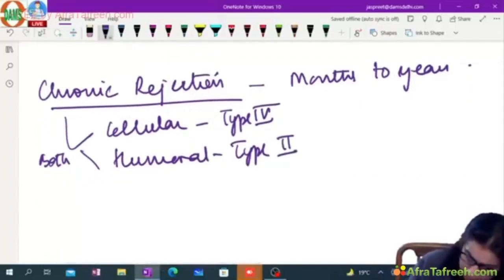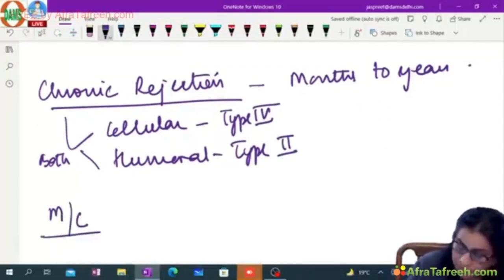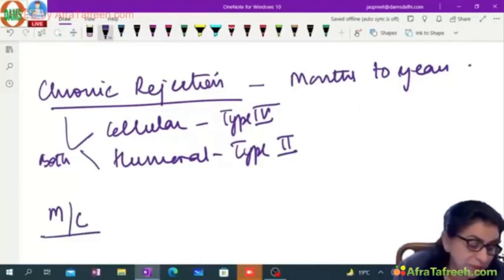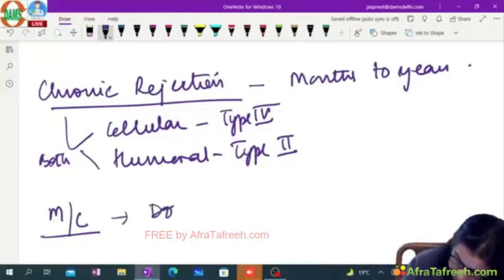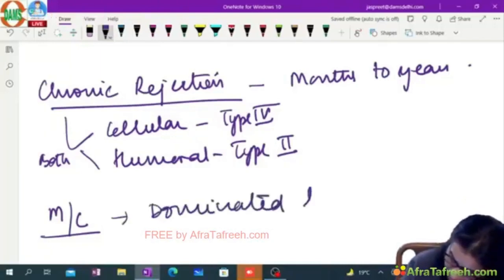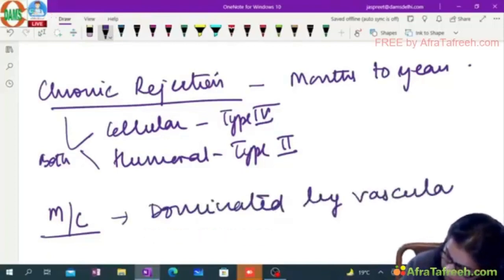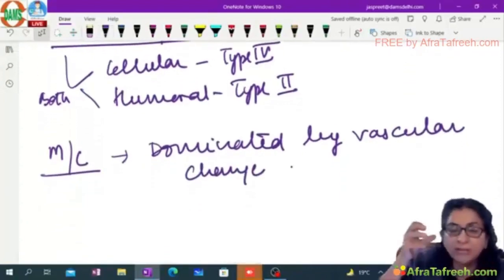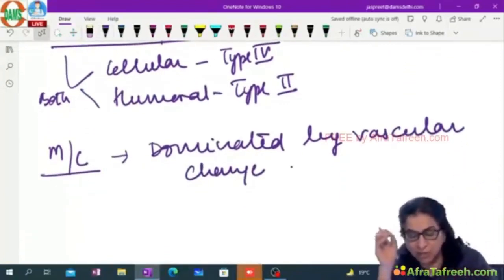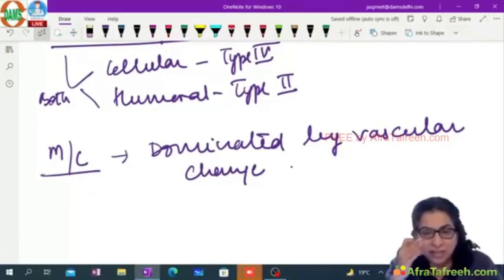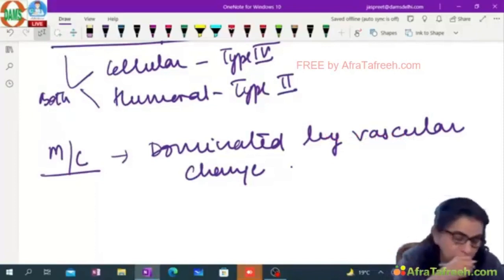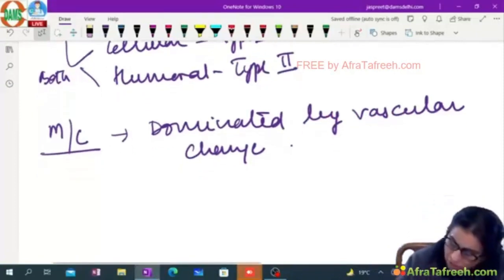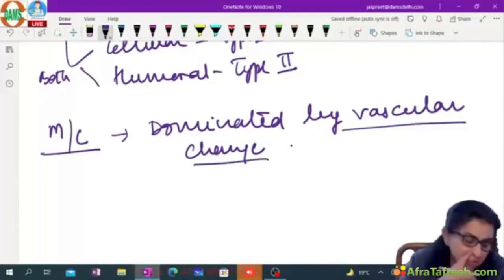And the important features. On microscopy, chronic rejection is dominated by vascular changes. That's again changes in the blood vessel. Okay, what are the changes that you see? Blood vessels have three layers: intima, media, and externa. The media is the middle layer, and it has the muscle. What do you see in the blood vessels of the graft?